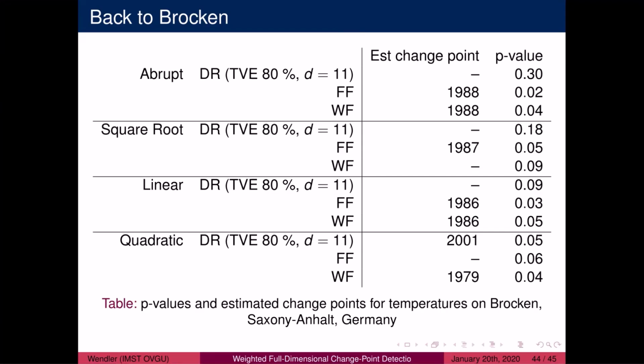So sometimes the fully functional statistic gives you low p-values, sometimes the weighted functional. And it's also not a clear winner in terms of the type of change. You can say, well, probably it's not abrupt. But if it's linear, or like a square root, meaning it would be decelerating, or like a square, meaning it would be accelerating, we cannot really tell from the statistic.